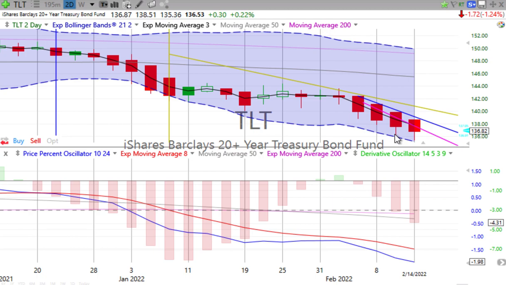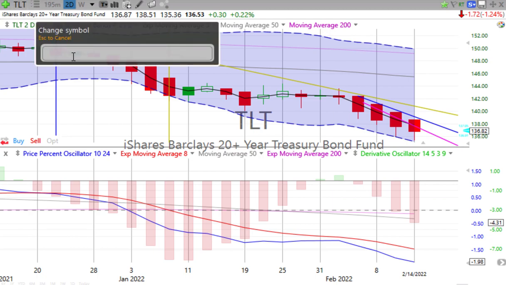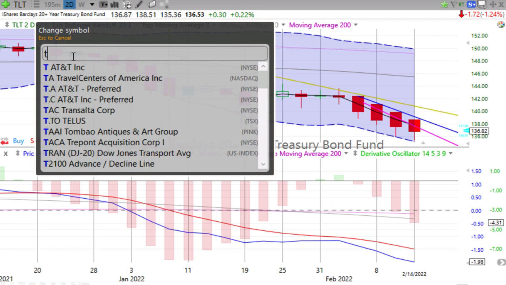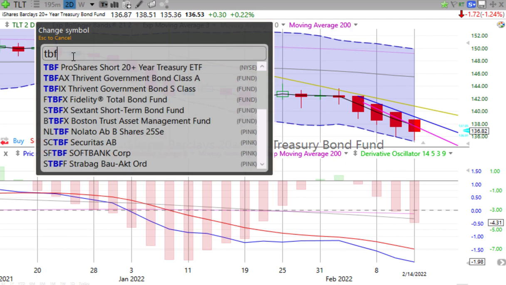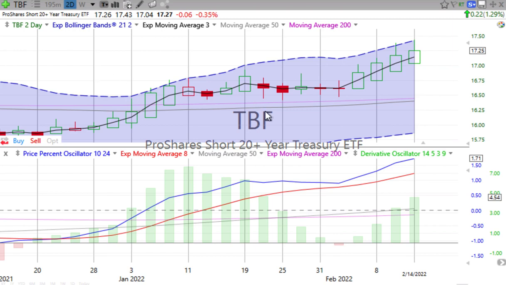Nice down day in the direction of TBF. What is TBF? That is the inverse fund for TLT. And easy enough to find on the chart. It's $17.25 or so today. And you see that it's a lot less. What does it do?